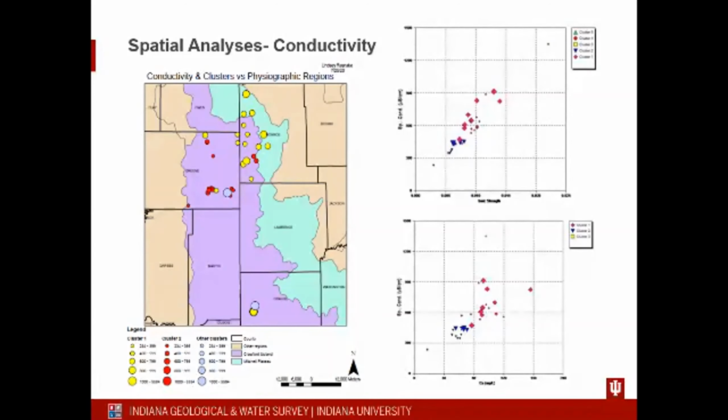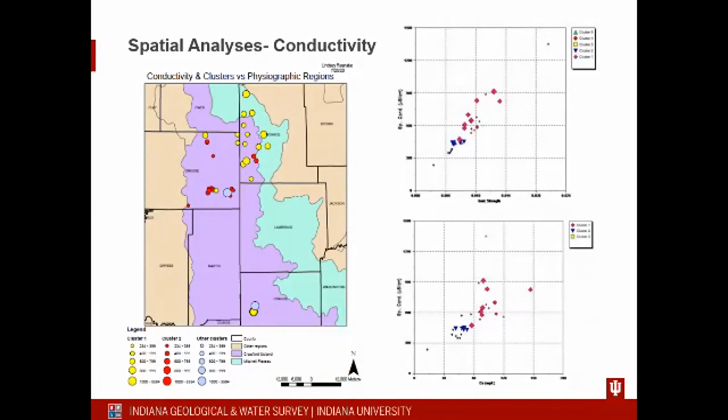Next, the figure on the top right shows the relationship between the measured conductivity and the calculated ionic strength. There's a positive correlation as expected. Moreover, it shows that there is a greater conductivity for the springs in cluster 1, which on the map are the yellow circles, and in this figure are the pink diamonds, as compared to cluster 2. This shows that cluster 1 is differentiated from cluster 2 by the elevated amount of dissolved solids.